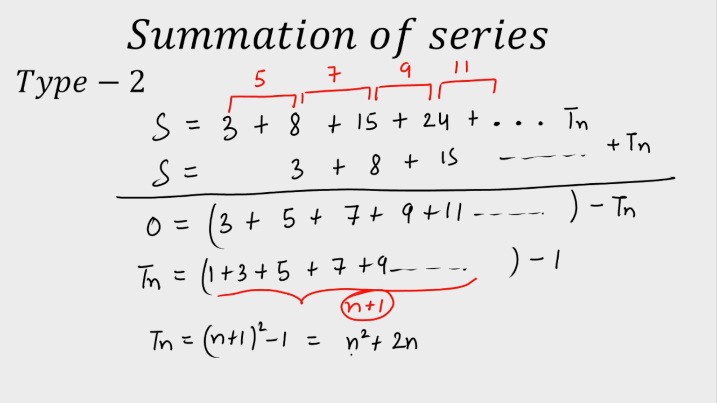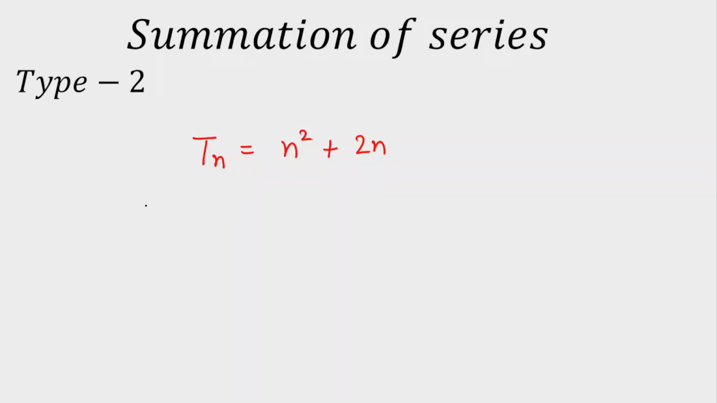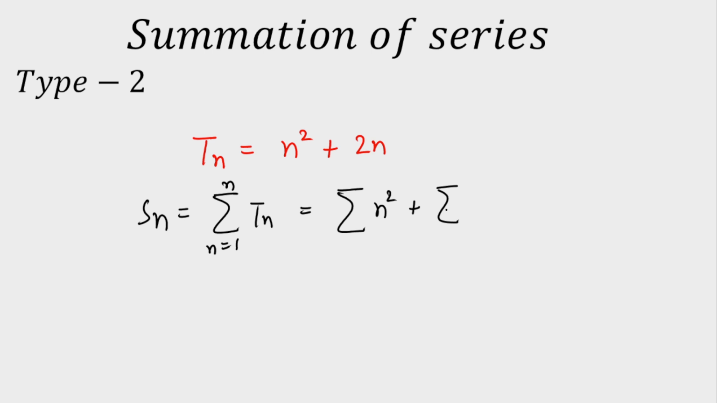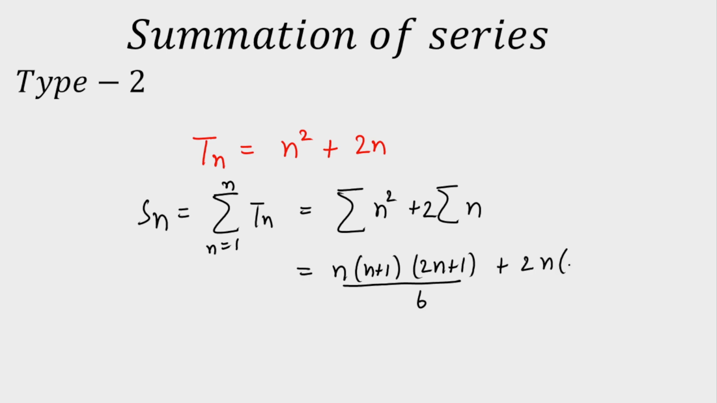Now I think I can easily calculate s of n. Now s of n will be equal to summation of t of n, n varying from 1 to n here. Now this will be equal to summation of n square plus 2 times summation of n. Now you know summation of n square is n into n plus 1 multiplied by 2n plus 1 divided by 6, and plus 2 times summation of n is n into n plus 1 divided by 2, and then 2 will cancel out here, and further we can simplify this. So the formula for s of n is ready here. So this will be our final answer for this. Let's move to type 3.